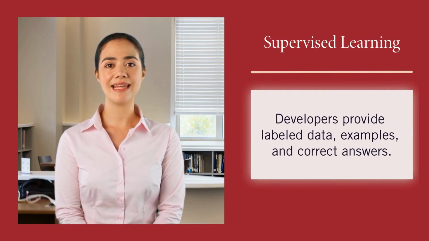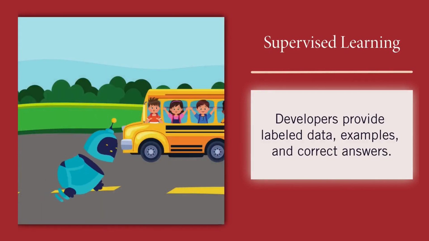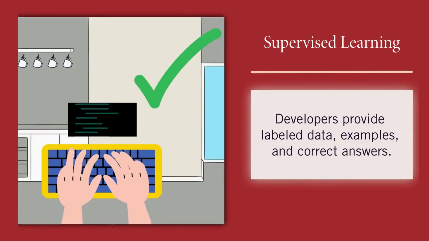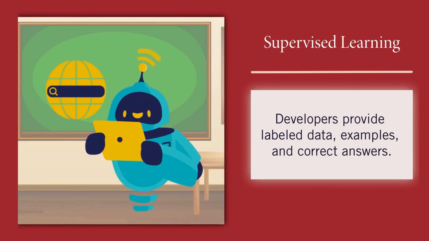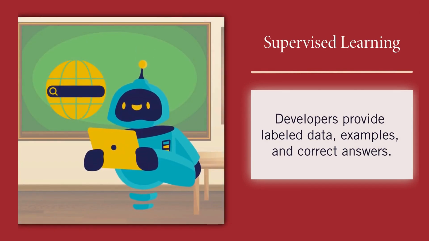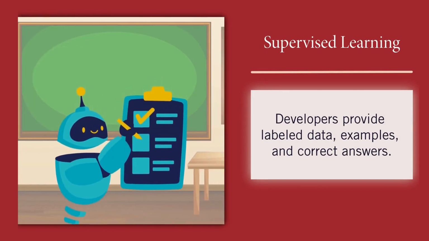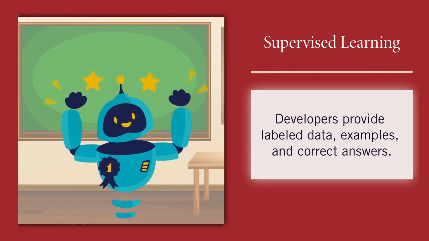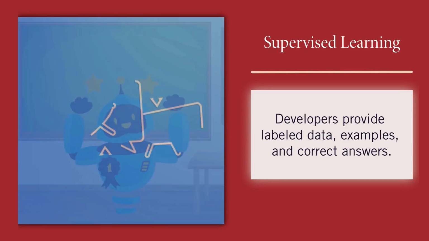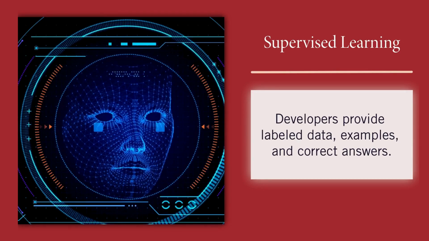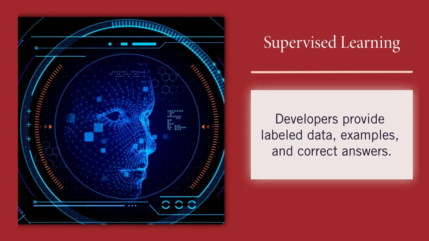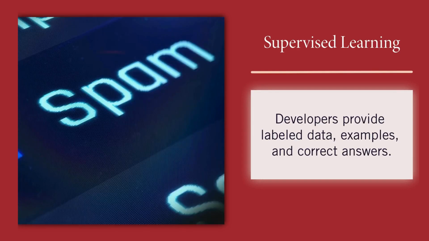Supervised learning is like AI going to school. Developers provide the model with labeled data and examples where the correct answers are already known. AI then learns by comparing its predictions to the correct response and adjusting over time. This method is often used for things like language translation, facial recognition, and spam detection, because AI learns from large datasets that developers have already verified.